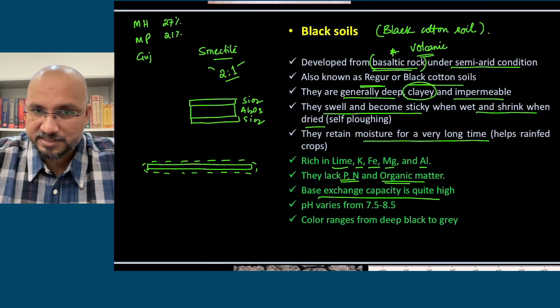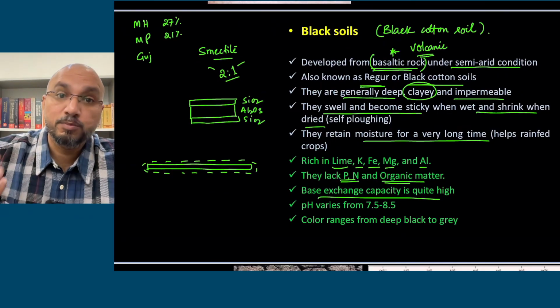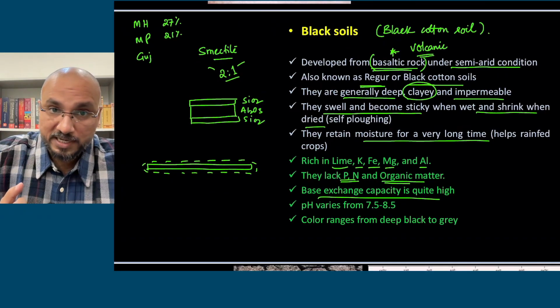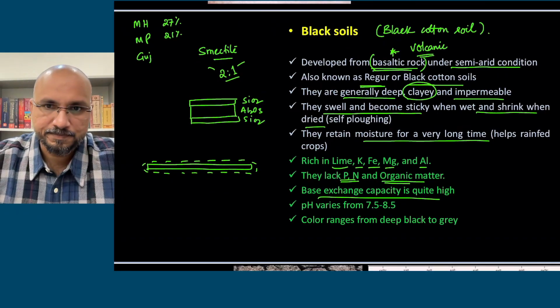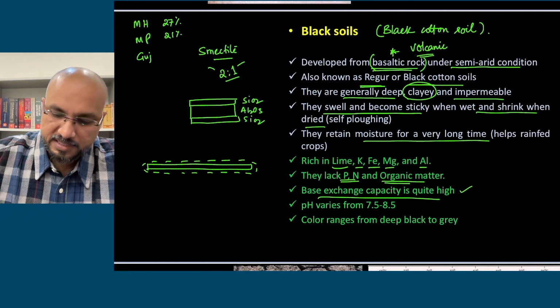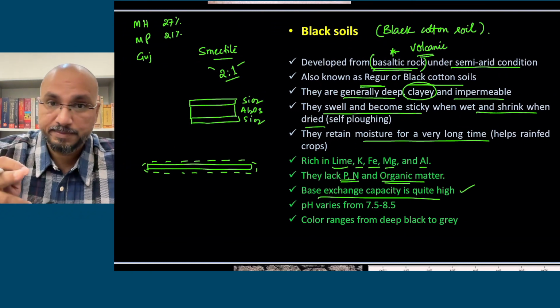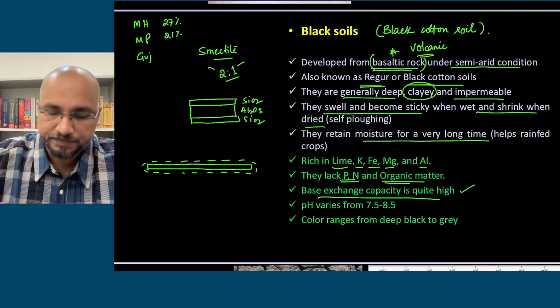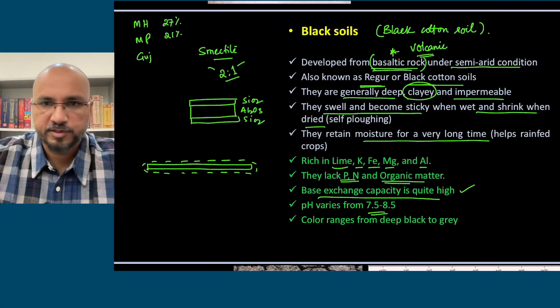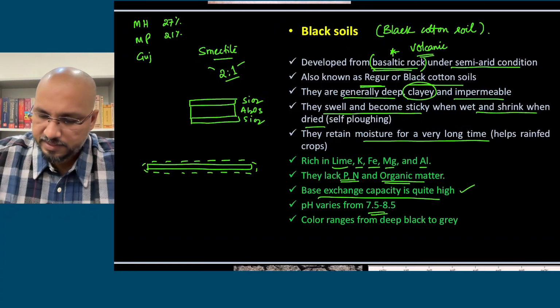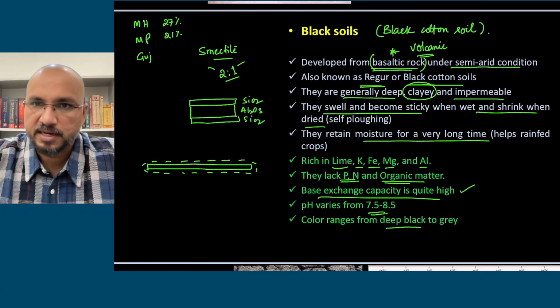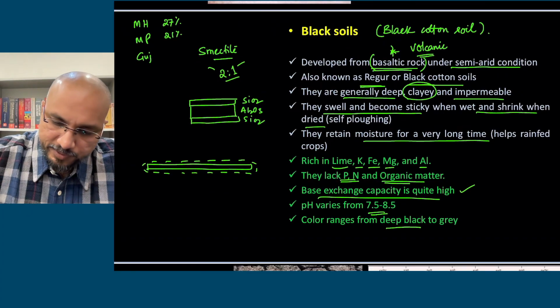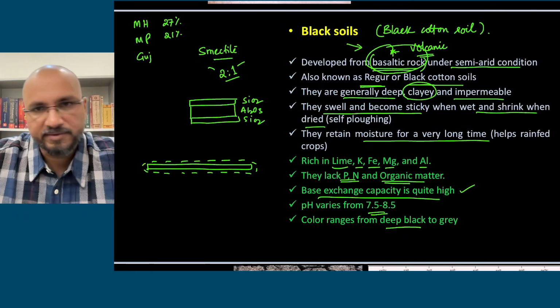Smectite clays they have larger surface area, so they can hold more cations. जब ज़्यादा cations को hold करता है तो वो exchange भी ज़्यादा कर सकता है, right? So their base exchange capacity is quite high. Base exchange capacity or cation exchange capacity is the property of clay or the soil. So pH varies from 7.5 to 8.5 and color may range from deep black to grey. Color का भी reason बताया मैंने. तो ये जो है ना, इसके basis पे PYQ आ चुका है पहले.